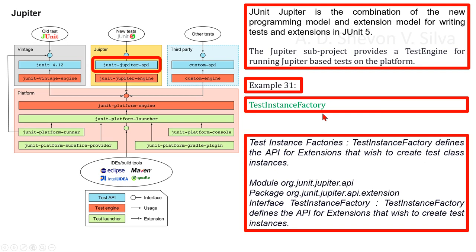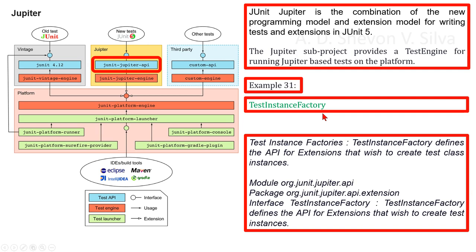Now we are considering test instance factories. Test instance factory defines the API for extensions that wish to create test class instances. Interface TestInstanceFactory in package org.junit.jupiter.api.extension in module org.junit.jupiter.api. Test instance factory defines the API for extensions that wish to create test instances. Common use cases include acquiring a test instance from a dependency injection framework or invoking a static factory method to create a test class instance.